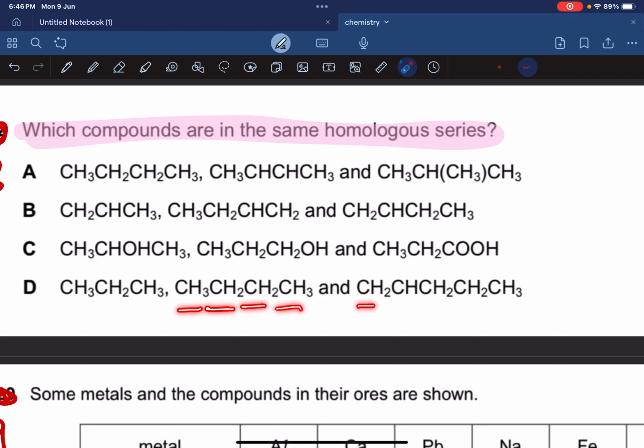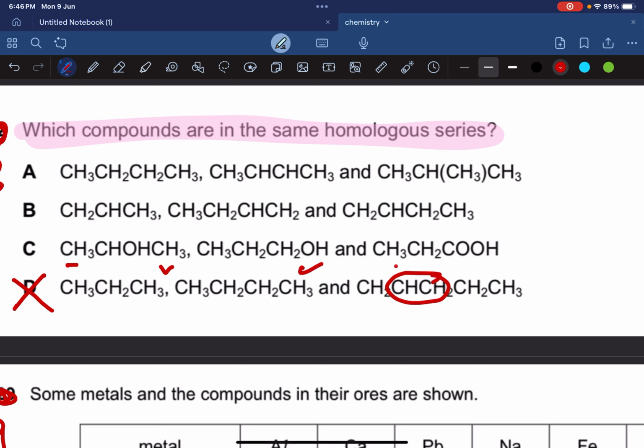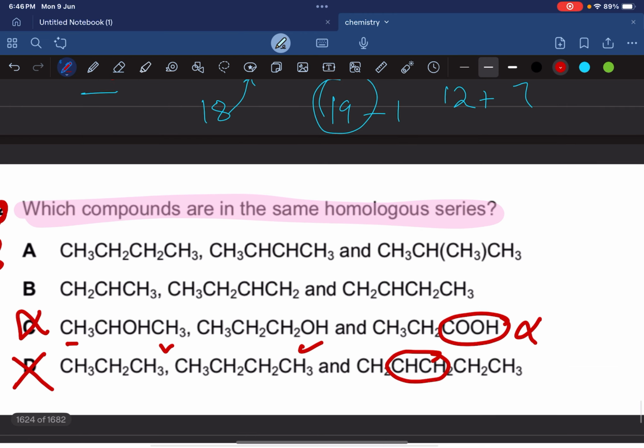Over here that's an alkene, so definitely not option D. Now this one, CH3, CH, OH, and then CH3, that's an alcohol. CH3, CH2, CH2OH, that's again an alcohol. CH3, CH2, COOH, that's an acid. We need all alcohols or all acids. Now this one, CH2, then CH, and then CH, and then CH3. That means over here there's a double bond present, so that's an alkene.